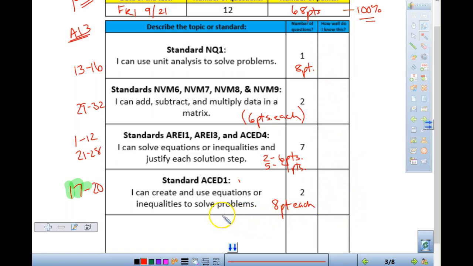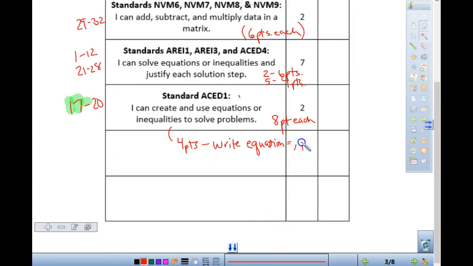Now the 8 points, I will tell you 4 of the points are going to be from just writing the equation. If it tells you it's an equation, then I should see an equal, right? Or it's going to be writing the inequality. Okay? The inequality could be an absolute value one, like the ones we did today, like 19, 20, 21, 22. And then the second 4 points of each problem is that you solved it correctly. So you solved the problem. And then you answer it with a label.